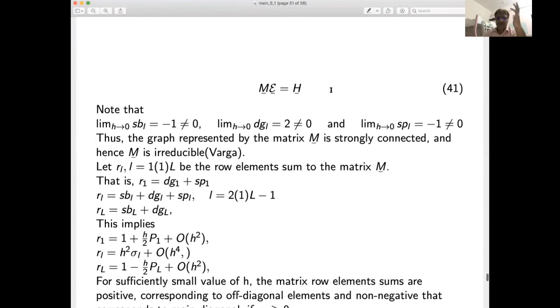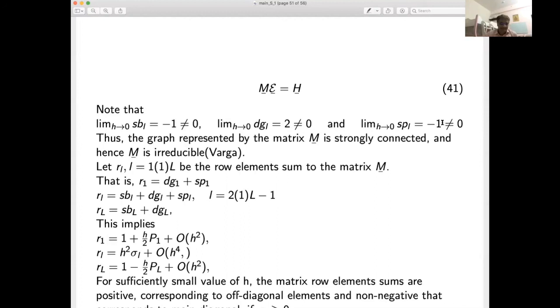M epsilon is equal to h, where you see in the limiting case, the sub-diagonal has value -1, not equal to 0. The diagonal is again non-zero in the limiting case, and the super-diagonal is also non-zero as h goes to 0. So if all these three things are non-zero, the matrix represented by graph M is strongly connected. And if the graph is strongly connected, the matrix is irreducible.